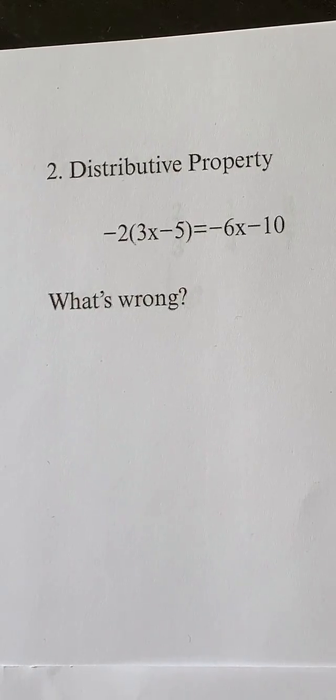All right, so let's try this one with the distributive property. What's wrong? So we have negative 2 times 3x minus 5 equals negative 6x minus 10. So if you find what's wrong with it, go ahead and put it in the chat. Okay?